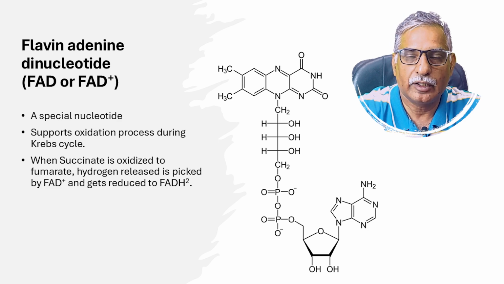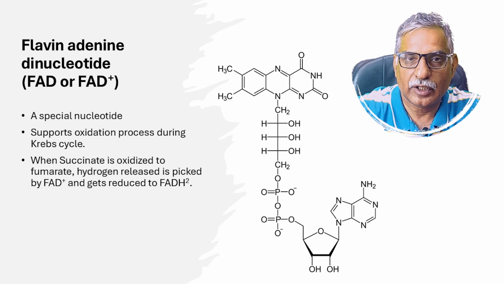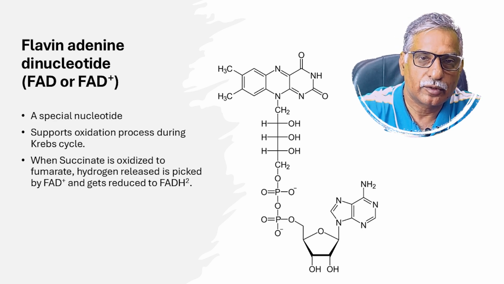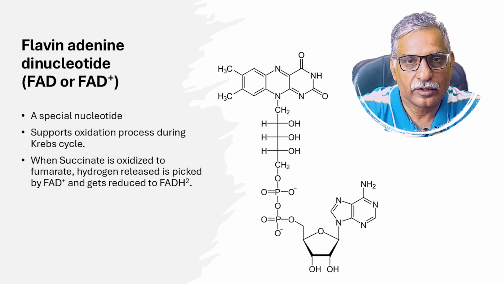So maximum ATP is synthesized during oxidative phosphorylation, where these reduced NAD and reduced FAD molecules are oxidized, and they support the proceedings of the redox series of reactions on the electron transport chain. So this was about the hydrogen carriers, that is NAD and FAD.